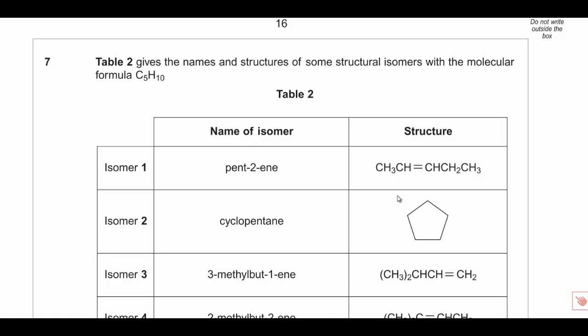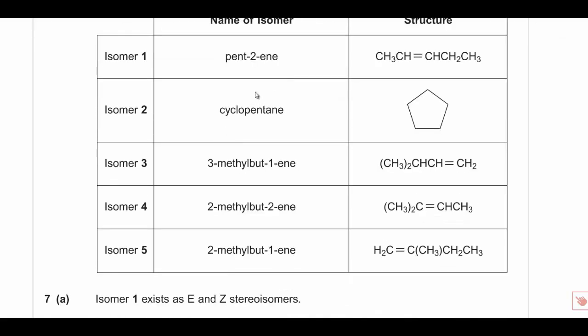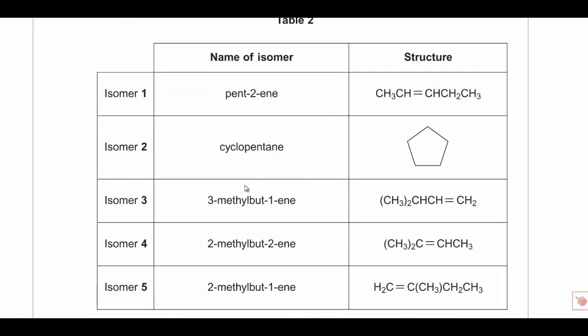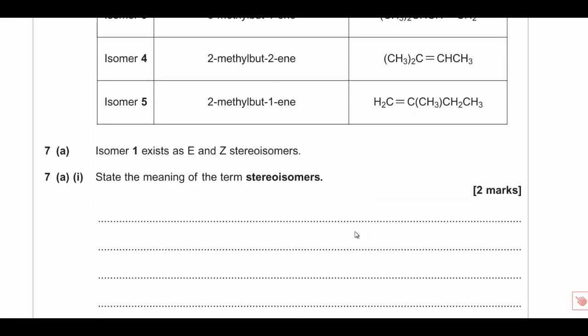Love me some organic. Table 2 gives the names and structures of some structural isomers with the molecular formula C5H10. Isomer 1 pentene, cyclopentane, isomer 2, 3-methylbutene, 2-methylbutene. There's the structures for each one. So what's meant by the term stereoisomers?